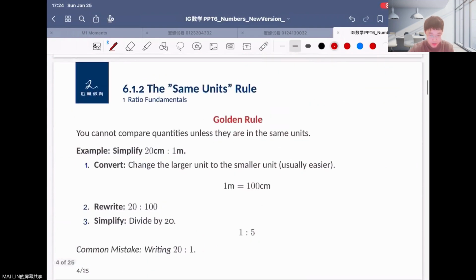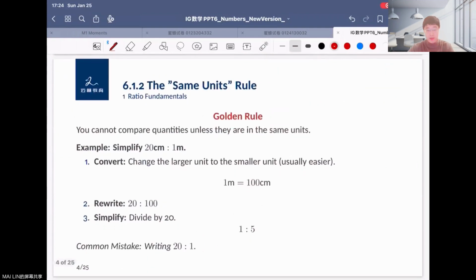Okay. So first, for ratio, we have to make them in the same units. Say you want to simplify 20 centimeters versus 1 meter. First, you can change the larger unit to the smaller unit. Like 1 meter, you can read it as 100 centimeters. So 20 centimeters versus 1 meter can be written as 20 centimeters versus 100 centimeters. So for the final answer, you can divide by 20 at the same time. That is 1 versus 5.